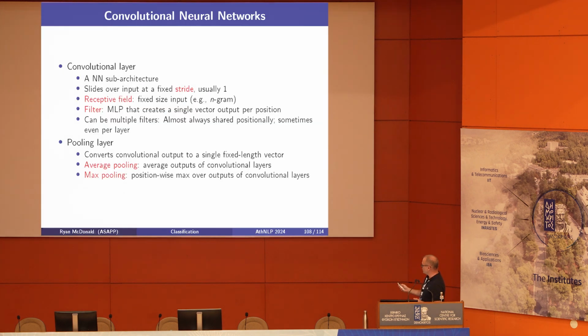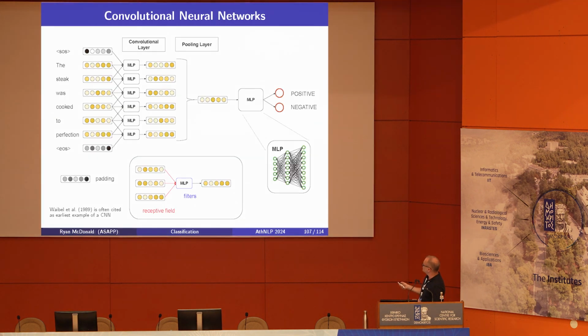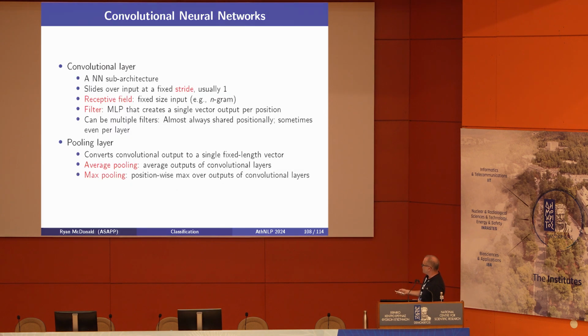And then the pooling layer is a way of going from a lot of vectors to a single vector. Average pooling is probably the most common. You just average those vectors. Max pooling, maybe you take the max value across those vectors for every single node.